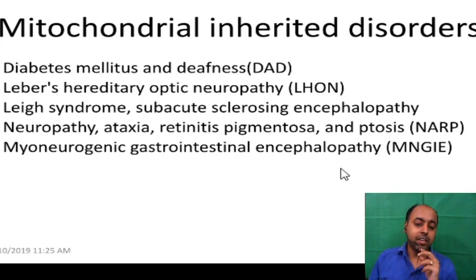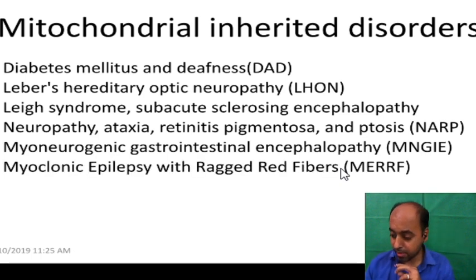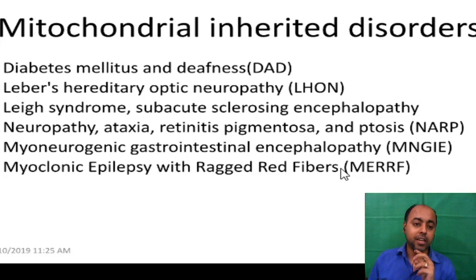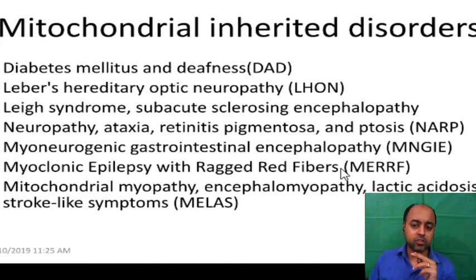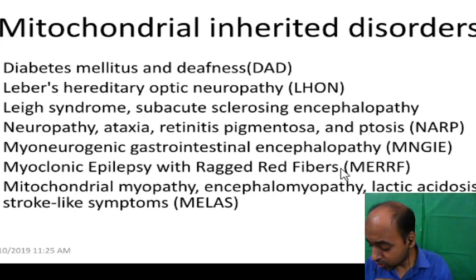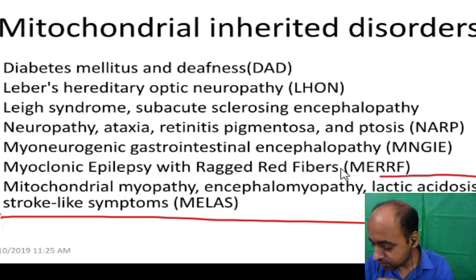Myoneurogenic gastrointestinal encephalopathy, myoclonic epilepsy with ragged red fibers, MELAS, which I told you is the most common. Remember, the mitochondrial inherited disorders are identified very rarely. Among them, the most common is the MELAS.